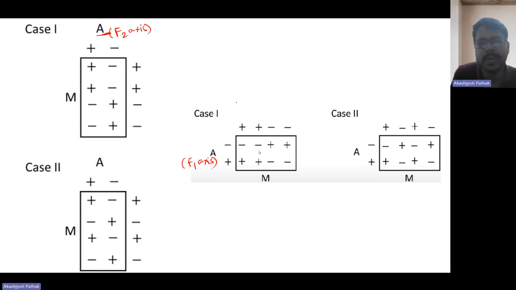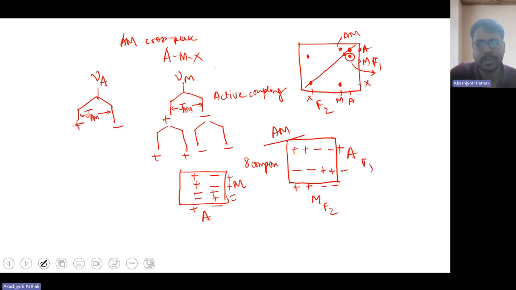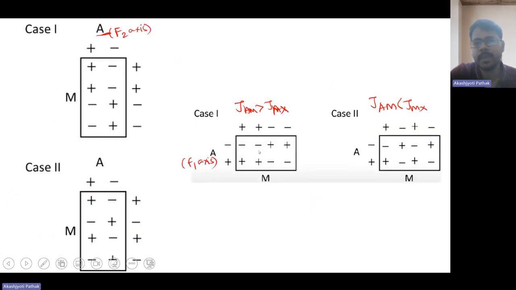Case one is JAM is greater than JMX. And case two is JAM is less than JMX. That is what it was. So you will get different patterns: here you get this pattern, here you get this pattern. That is what is shown. The fine structures are different for the same AM cross peak, depending on whether it is on the F1 axis or on the F2 axis.